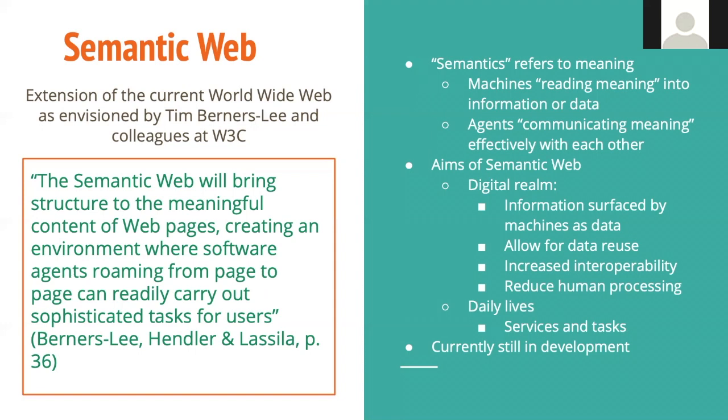What are the aims of the semantic web? What could the semantic web do for us? Well, in the digital realm, the semantic web would allow for information to be surfaced by machines in the form of data. It would allow for greater data reuse by making data available for purposes not planned by the data provider or within the original application. It could increase interoperability between systems through vocabularies and ontologies. Finally, it could reduce human processing, which can be costly in terms of time and finances.